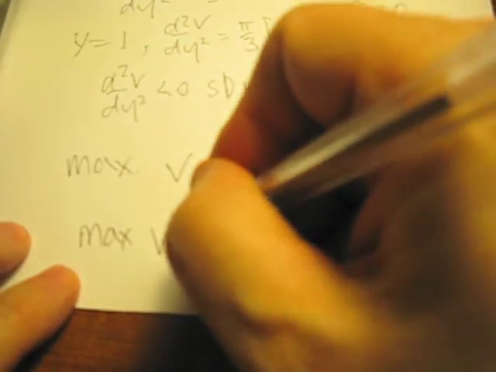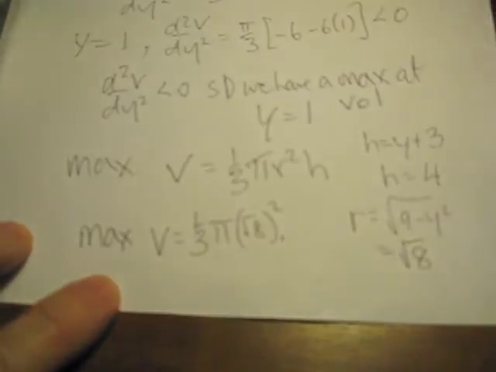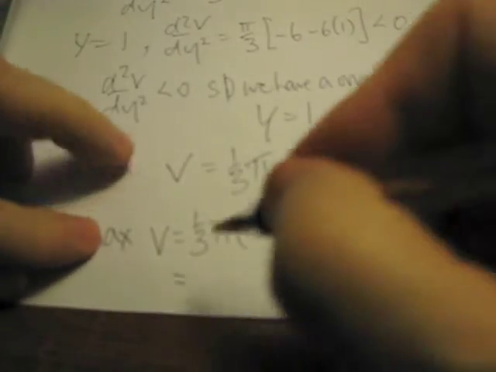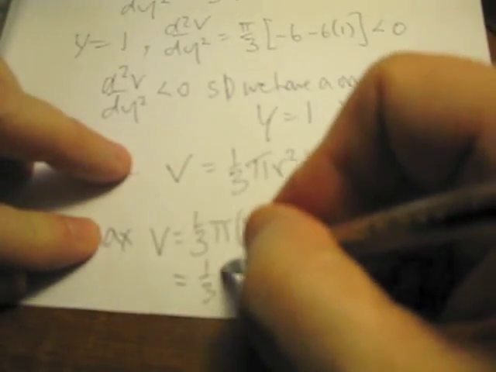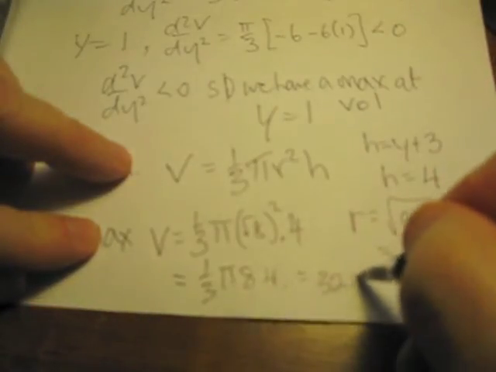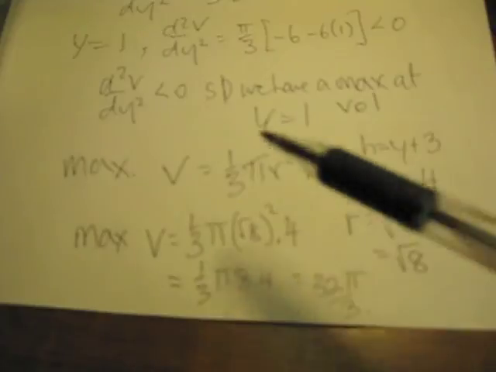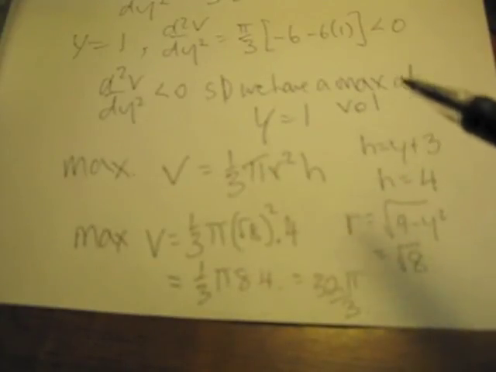Alright, so when we come to find the maximum volume, then we have 1/3 pi the square root of 8 squared by h, which is 4, and this comes out to be 1/3 pi by 8 by 4, which is 32 pi on 3, will be the maximum volume for a right cone that can be inscribed in this sphere of radius 3.